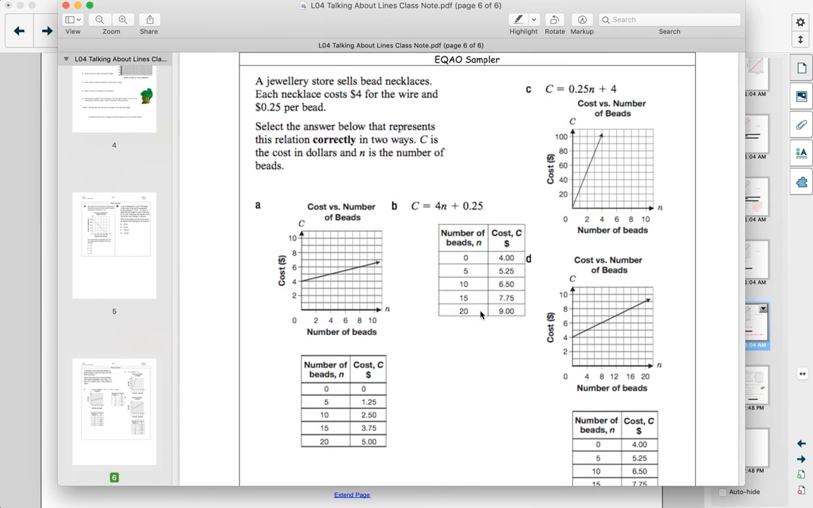So that brings us to the end of lesson 4, talking about lines, sort of putting it all together and seeing what we remember.